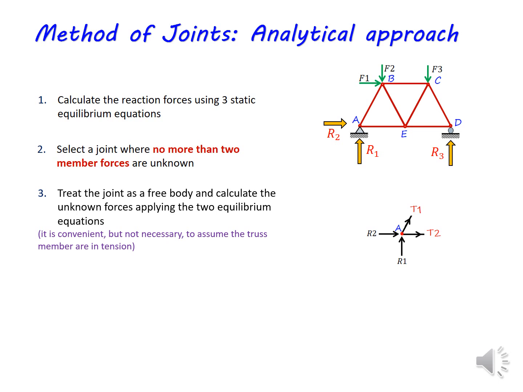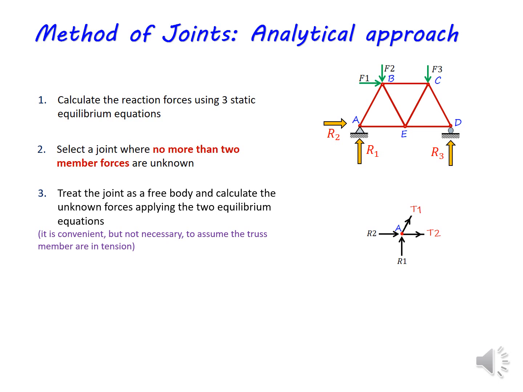Once you mark all the members as tension and get a positive value, then that member is under tension. But if you mark it as a tensile force and get a minus value, then that member is under compression. Once you draw the free body diagram, you can apply the two equilibrium equations as I mentioned before. So what are the two equilibrium equations for this joint?